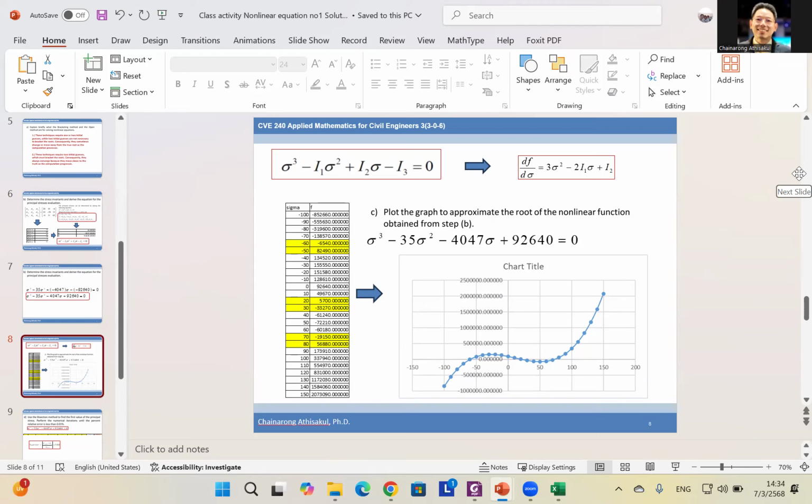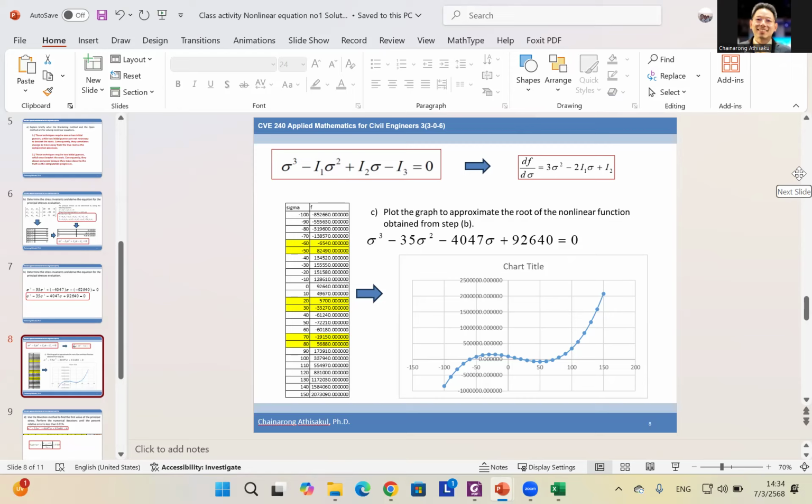So moving next, we plot the graph and we found that it should have 3 values, 3 roots. This is the first one, this is the second one, and this is the third one. The first one is between what? From the graph, it is very close to 70 and 80.